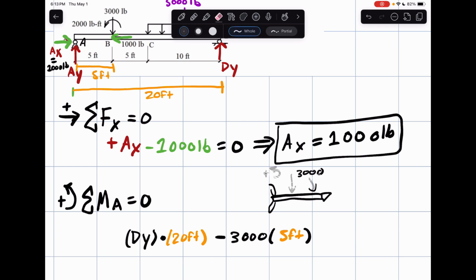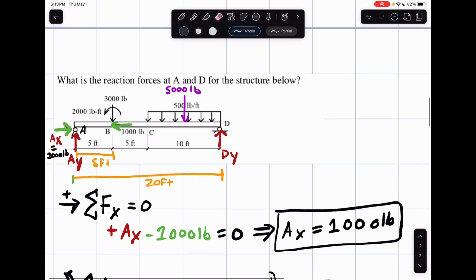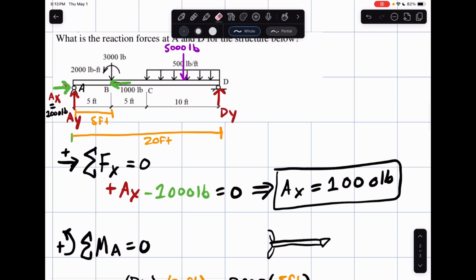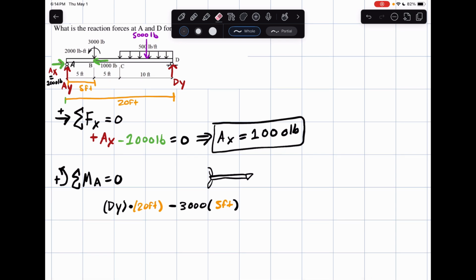Okay, so next we're going to see if we have any more. We have that 5,000 concentrated force of the distributed load, which is also creating a moment. So what we could do is also put that 5,000 like this, and that would make it go clockwise, which is not positive, it's negative. So if it's moving clockwise, that's negative. So our force is going to be a negative 5,000 multiplied by the distance.